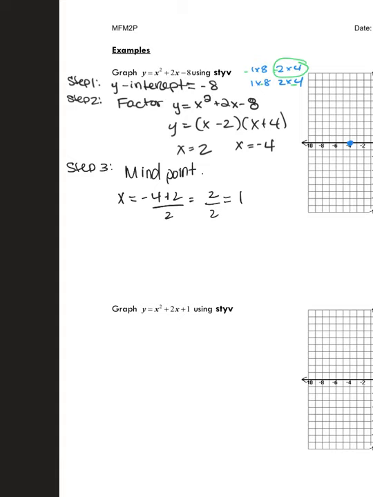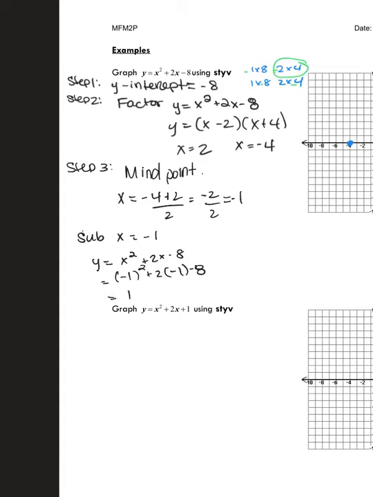And I'm going to now substitute, oh sorry, this is negative right here. Substitute the value that you get into your equation. Okay, so substitute my x value into my equation. So here I have y equals x squared plus 2x minus 8, and I'm going to substitute my negative 1 into this equation here.